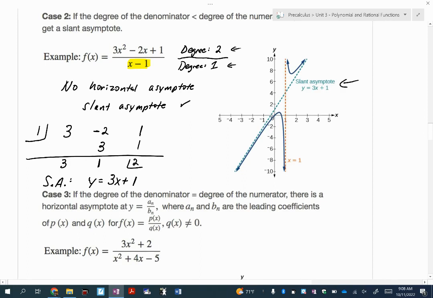There it is sketched. And your slant asymptote will always be a line with slope that's not 0. I'll repeat that. Your slant asymptote will always be a line that has a slope that is not 0. That's why it's called slanted.